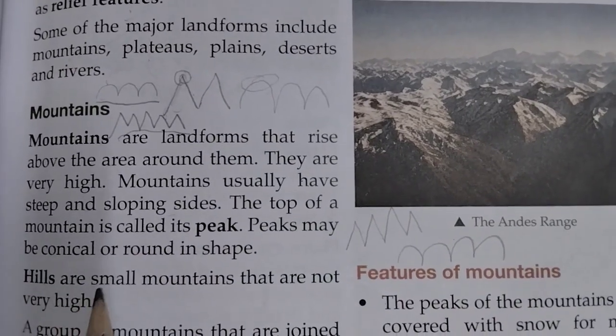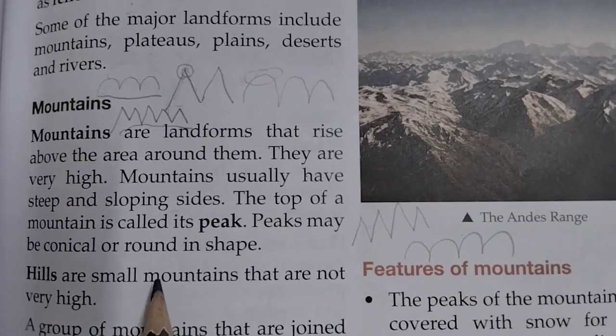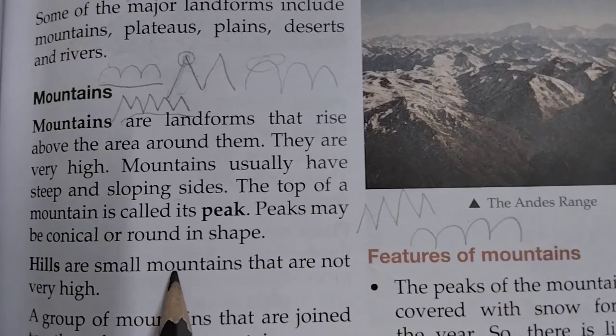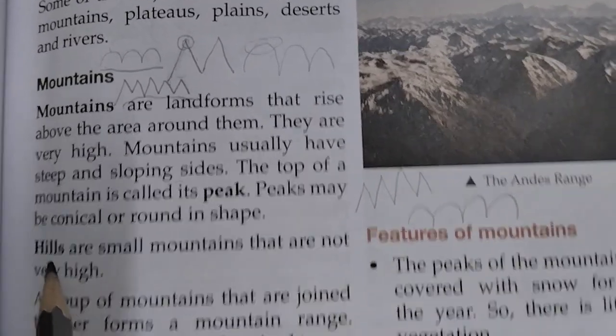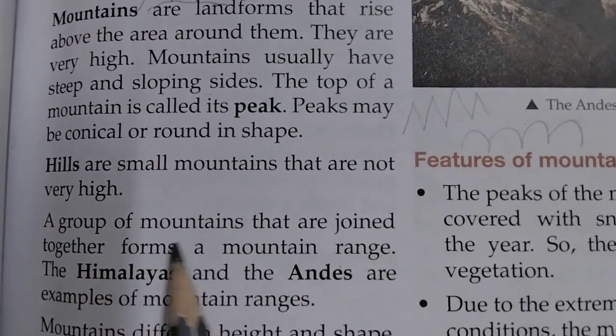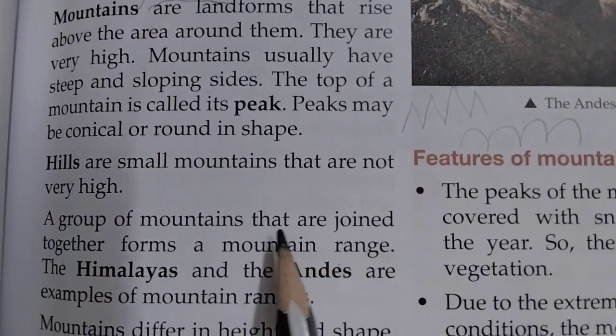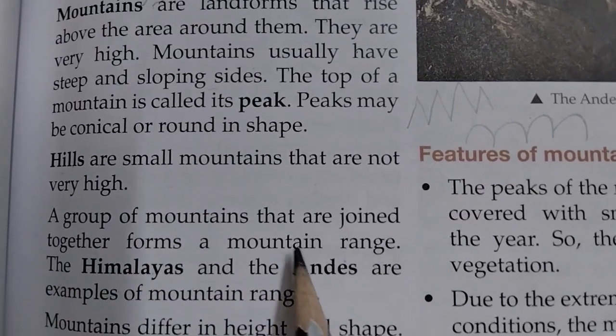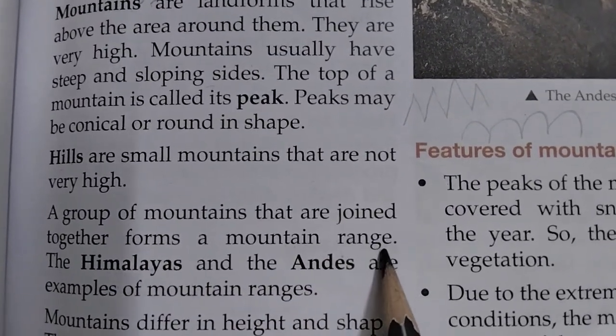And hills are small mountains. They are not as high as the mountains. So the small mountains are known as the hills. A group of mountains that are joined together and form a chain is known as a range.